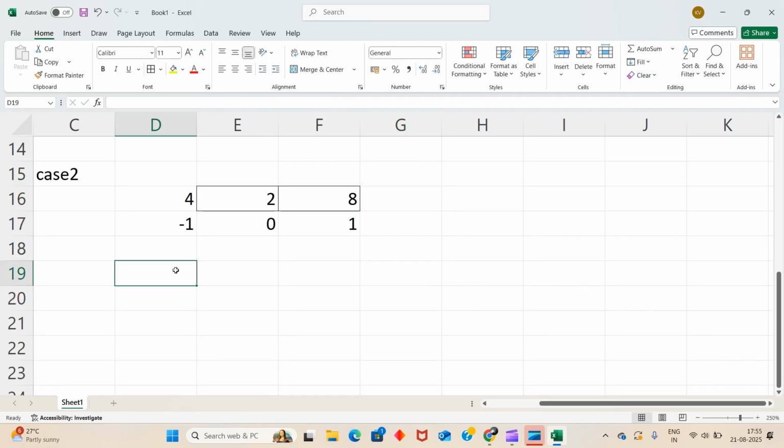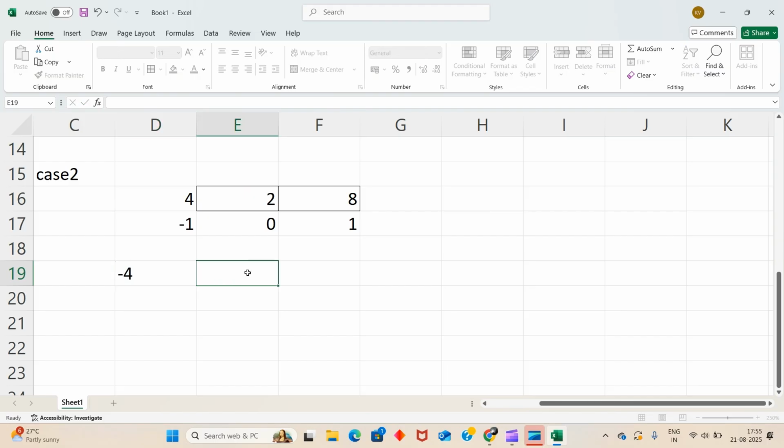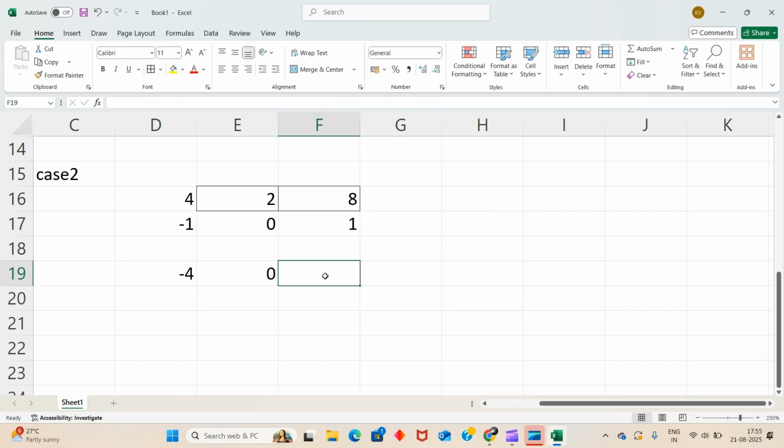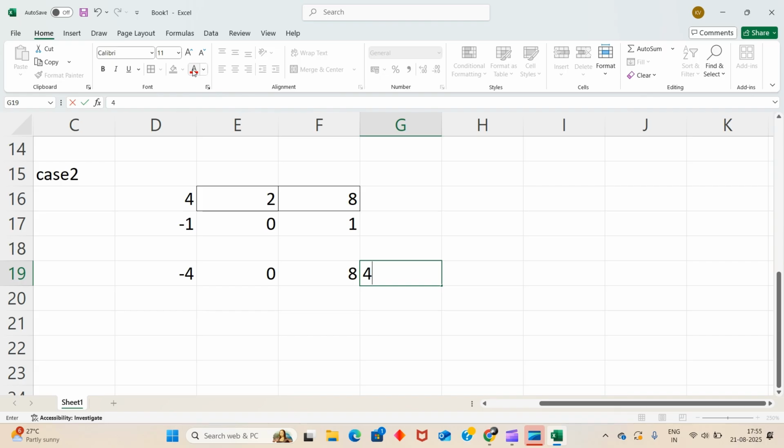Now, let's calculate. It is minus 4. It is 0. It is 8. How? Just multiply this for profit. And this will be again 4. I'll mark it as red.